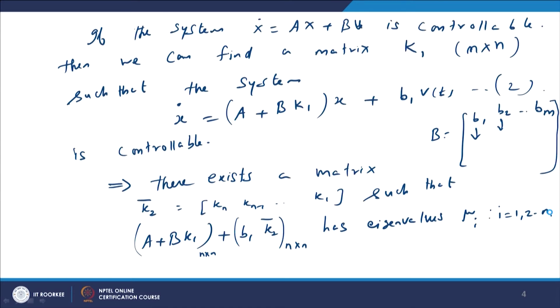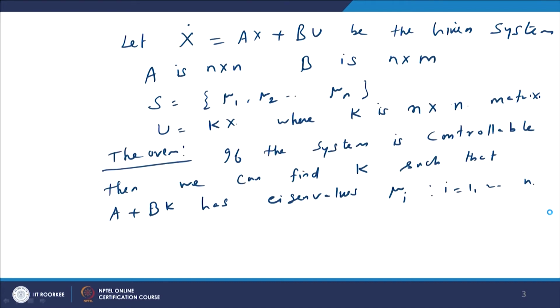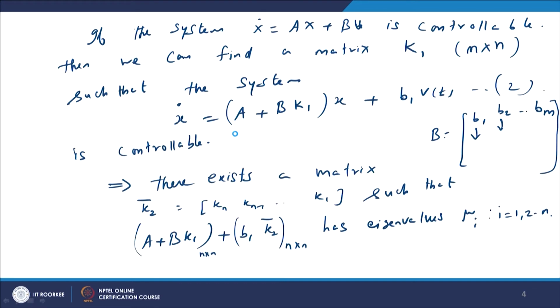So, now we are interested in finding a feedback control for u, that is u equal to capital K into x. For finding this capital K, we make use of this result. So, we have A plus B K1 plus B1 into K bar has eigenvalues this. So, let us try to convert it into this form.